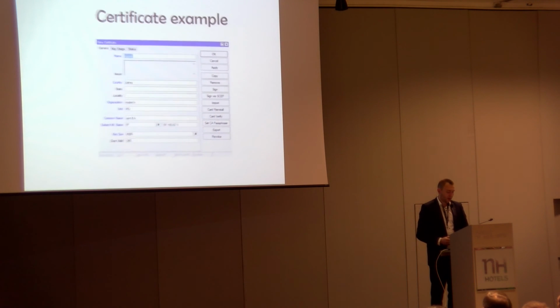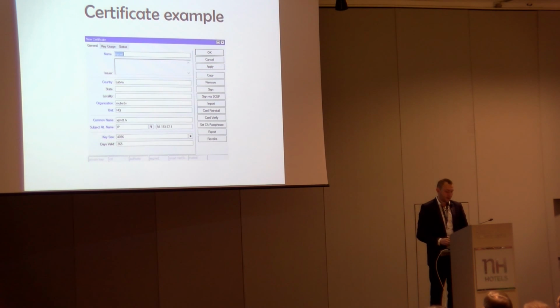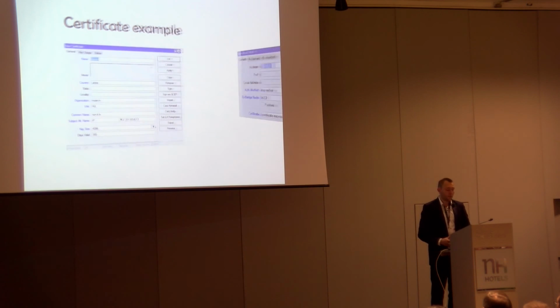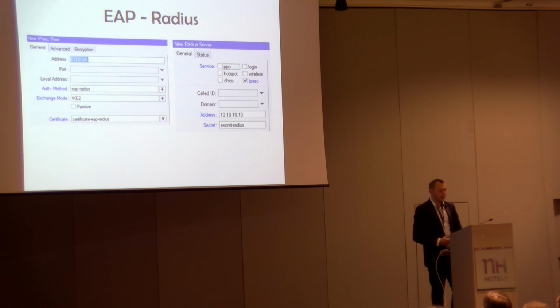Here's an example of how it looks when you create a certificate, and also if you want to authenticate the certificate over the RADIUS server. Then you specify the exchange mode IKEv2 EAP RADIUS, and in RADIUS you specify the RADIUS server. It could be, for example, Microsoft Network Policy Server, which authenticates users centrally from Active Directory.